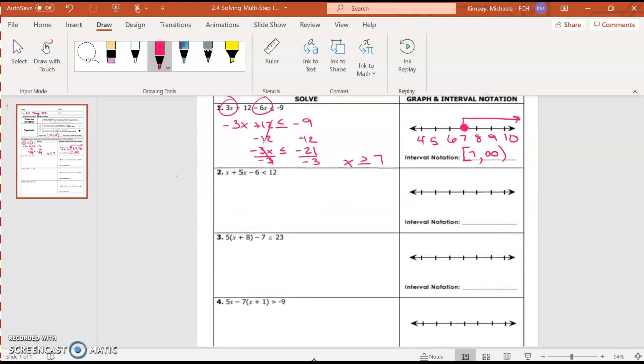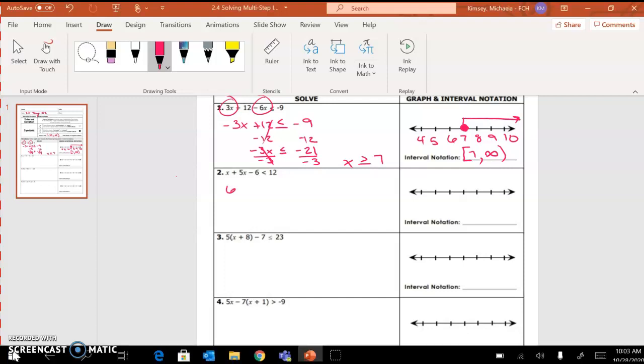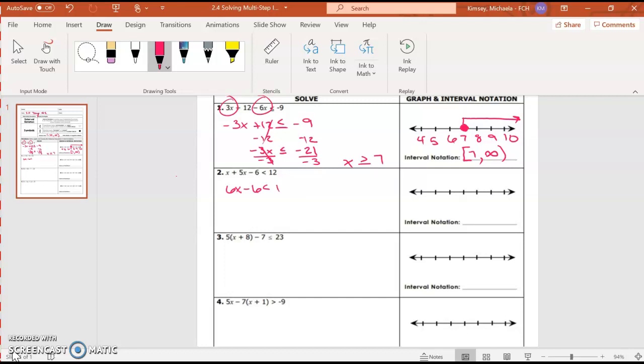Now what I want you to do is pause the video and try number 2 on your own. All right, hopefully you've tried number 2 on your own, so I'm going to quickly go through it. x plus 5x is going to give us 6x minus 6, just bringing that down, is less than 12. We add 6 to both sides, and we get 6x is less than 18. Now we divide by 6 on both sides, and we will be left with x is less than 3. I'm going to circle these so that we know that's the answer.